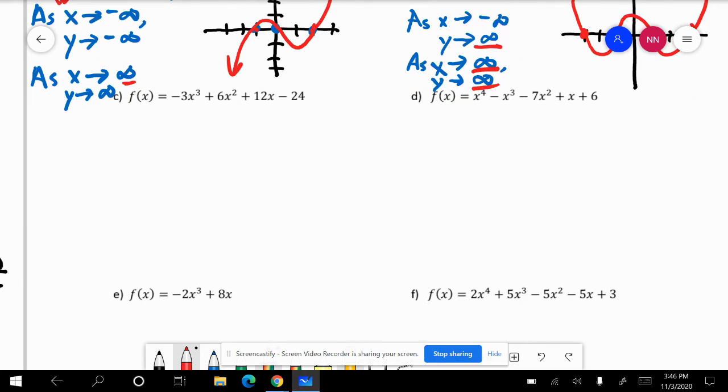Now what we're going to do is we're going to look at solving this. There's 2 different ways of solving this. One is by factoring, and the other one is by using synthetic division. So I'm going to try to do the same thing with both of them. With this first one, the one thing that I notice is that they all have a 3 in common. So I'm going to factor out a -3.